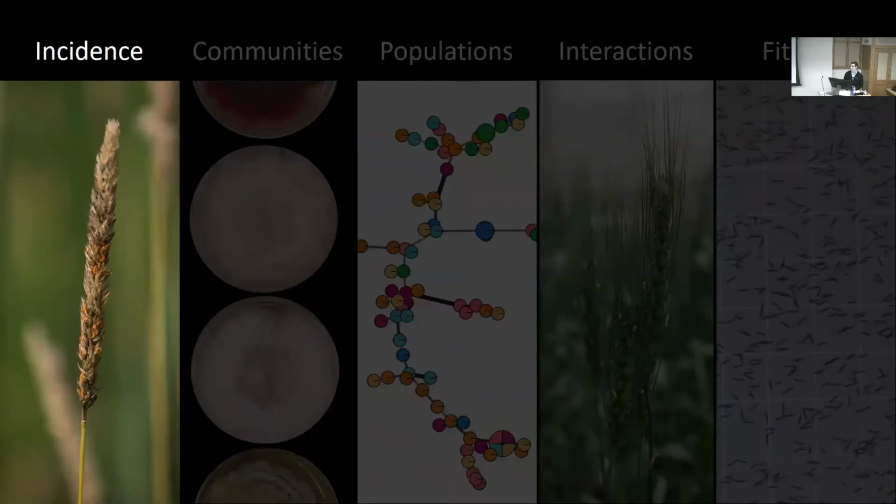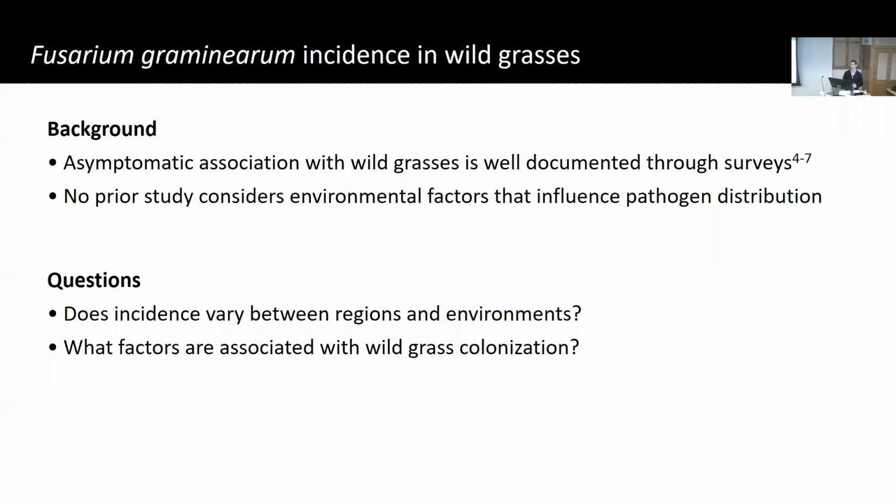And this was the only time that I saw Fusarium growing on the outside of a grass spike. And if you look closely, you can see the sporodocia. They're bright orange and they contain the asexual conidia. So a little more background, like I just mentioned, these asymptomatic associations are well documented in surveys from around the world.